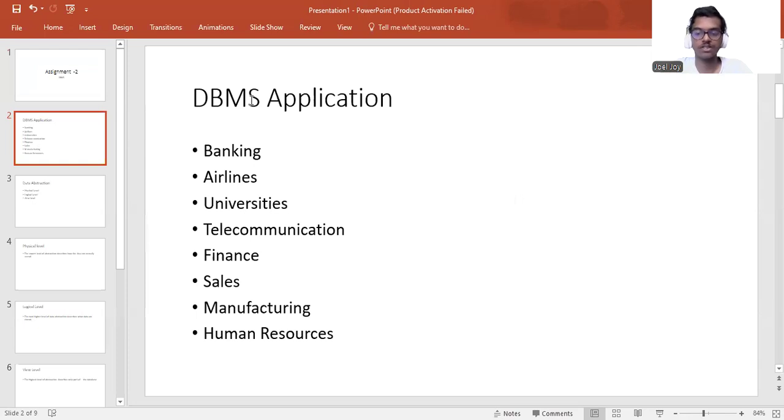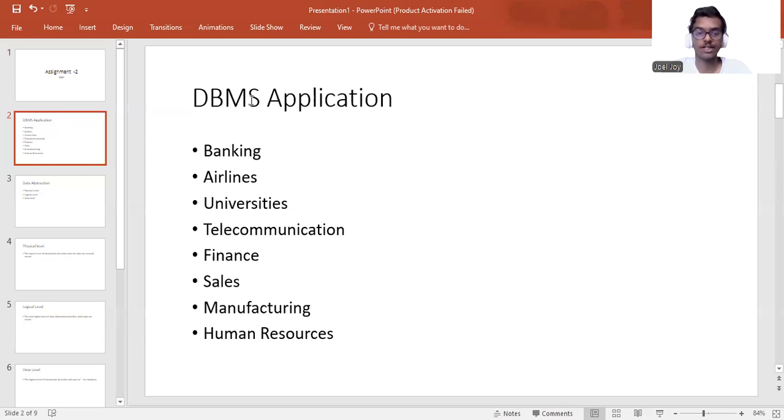Airlines were among the first to use databases in a geographically distributed manner. Terminals situated around the world access the central database system through phone lines and data networks. Universities for student information and course registration and grades.